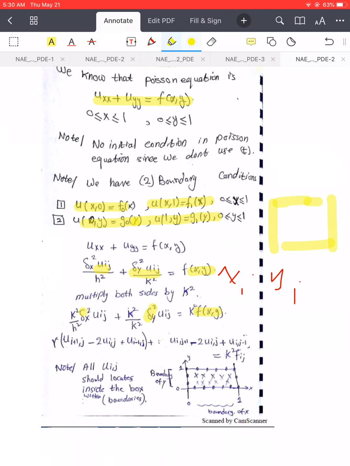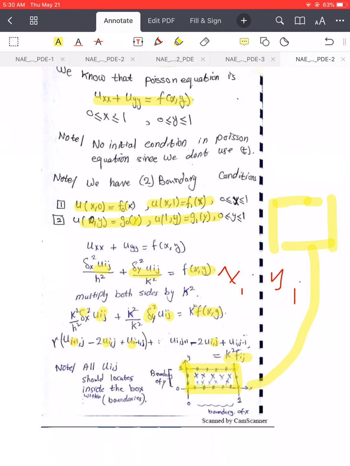x as before depends on i, and y depends on j. When you substitute here, you can see only i changes, i plus 1, i minus 1. On the right hand side only j changes, j minus 1, j, and the right hand side here is just the given function. So this is what I said before. This is given, that one is given, the left hand side is given. So the only unknowns are inside this box. So how to find them?